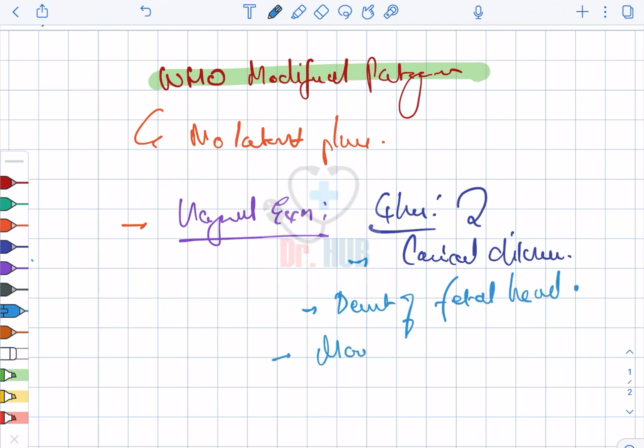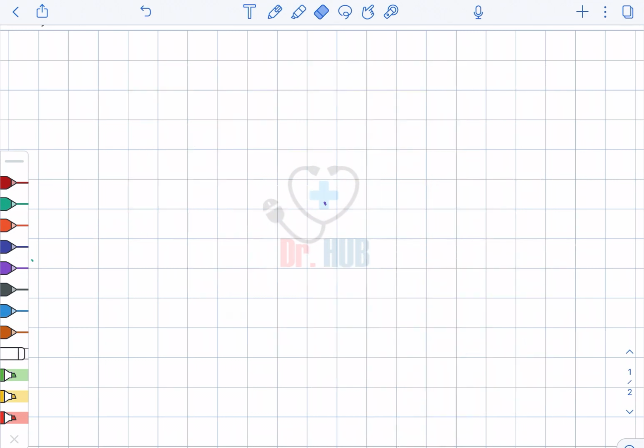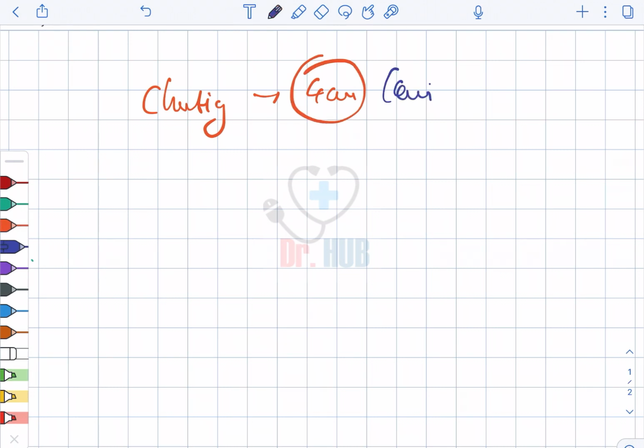Next, there is also the molding of the skull bones, which can be seen. More frequent examination can be done only if there are certain indications. Next, if you see the charting, it starts at 4 centimeters of the cervical dilation.